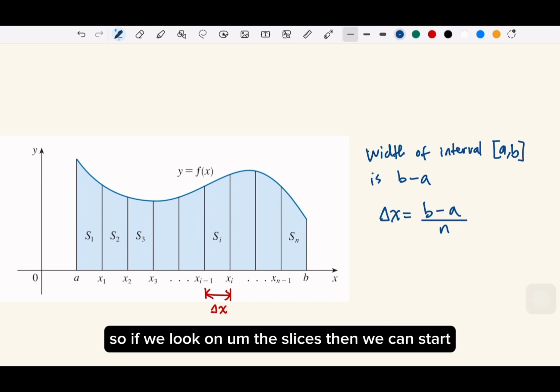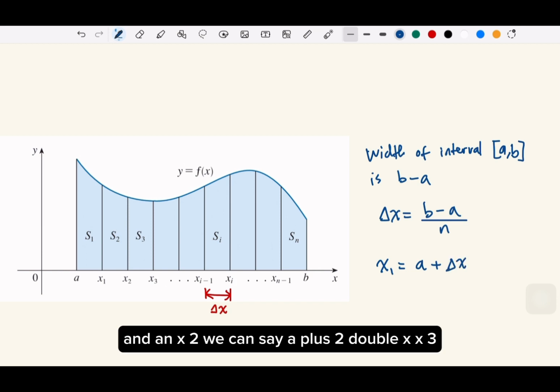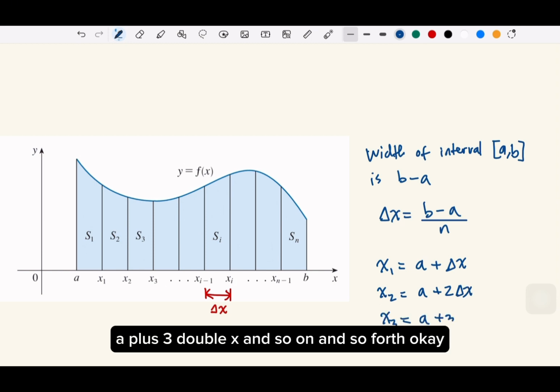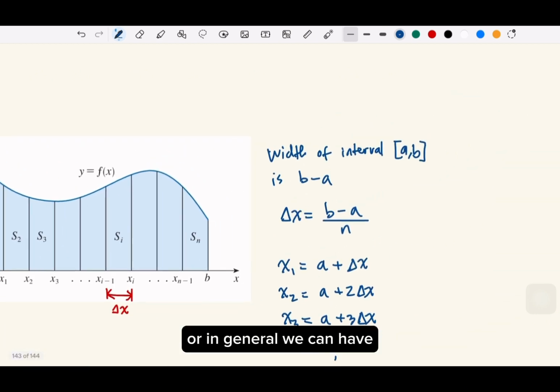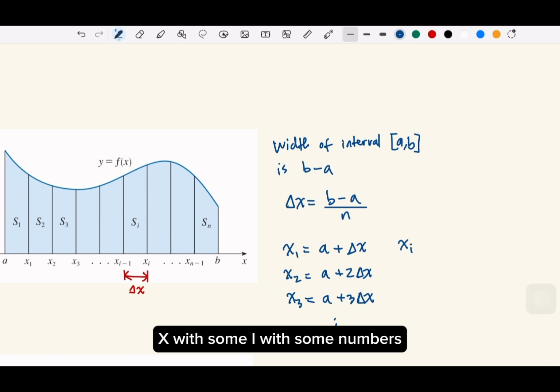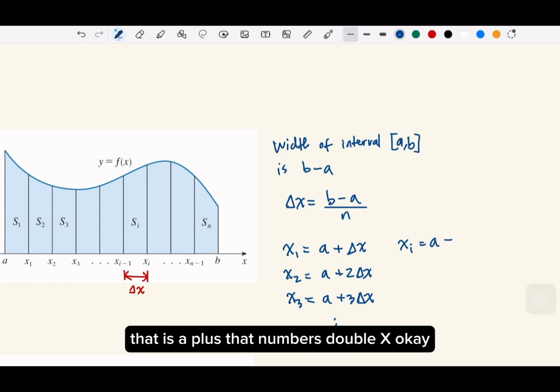So if we look at the slices, we start from a, and then x1 becomes a plus delta x. Then x2 is a plus 2 delta x, x3 is a plus 3 delta x, and so on and so forth. Or in general, we can have x sub i, which is a plus i delta x.